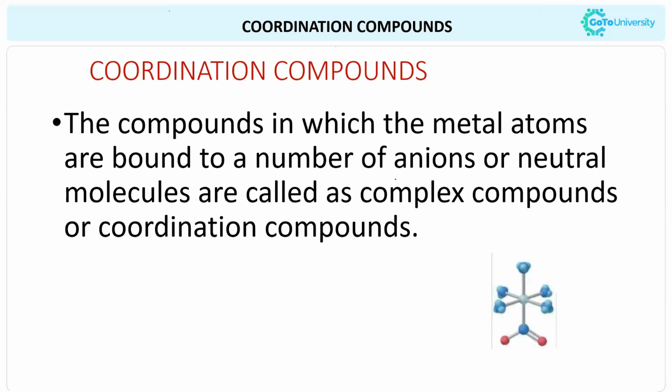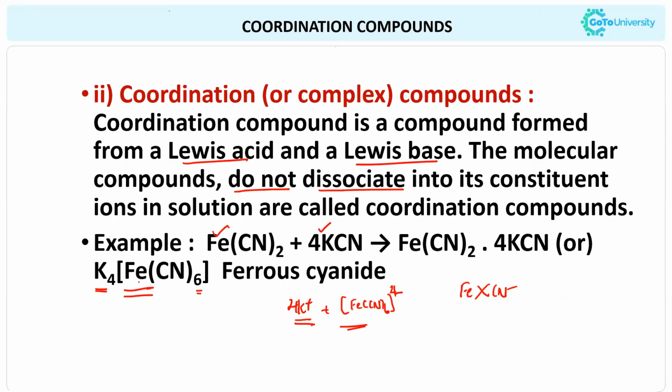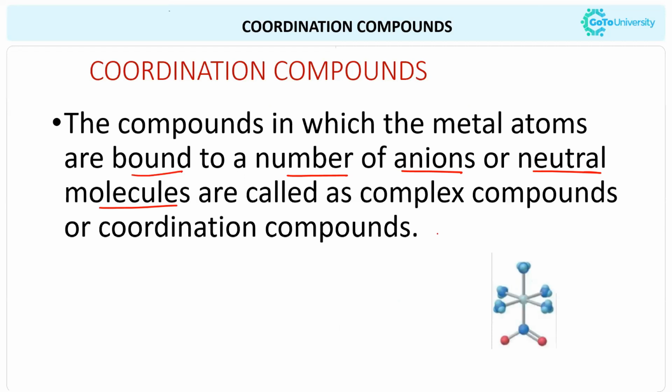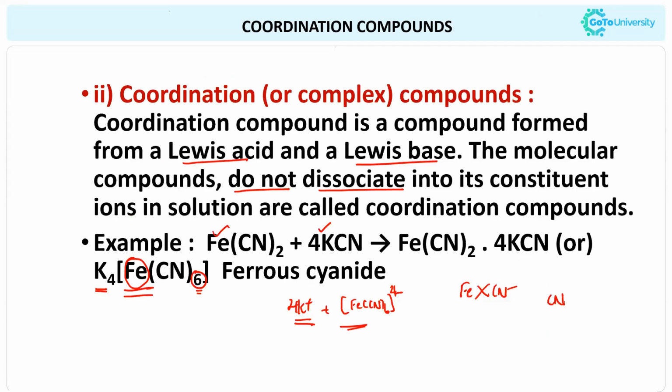Okay, so we can define coordination compounds as those in which metal atoms are bound to a number of anions or neutral molecules. See, in the previous example, the iron ion is the central atom, which is surrounded by 6 CN minus ions, right? So this is a coordination complex, meaning the central metal atom, that is iron, will be surrounded by 6 anions or neutral ligands. The given compound contains the CN minus anion.